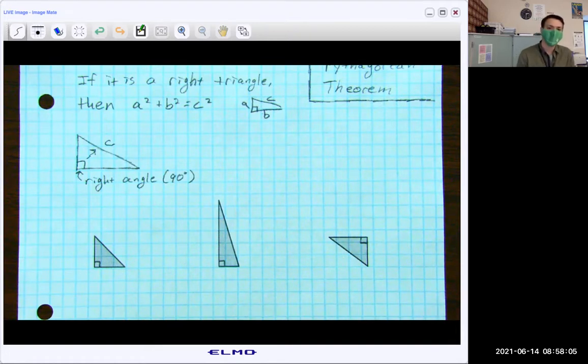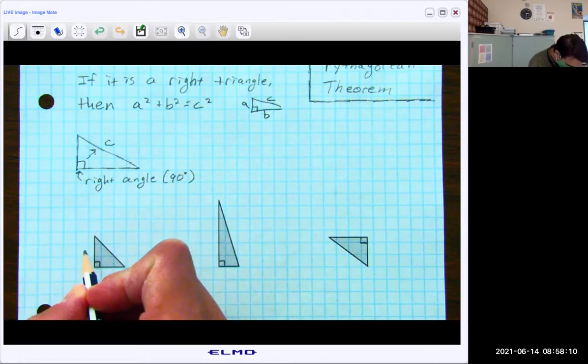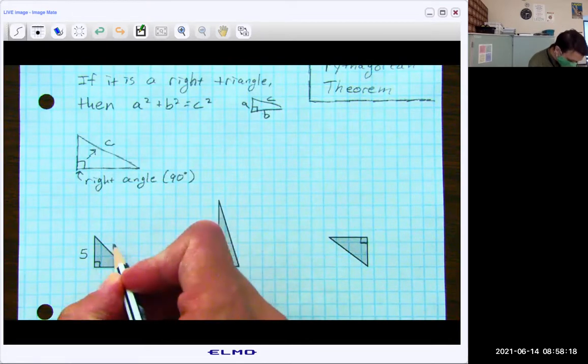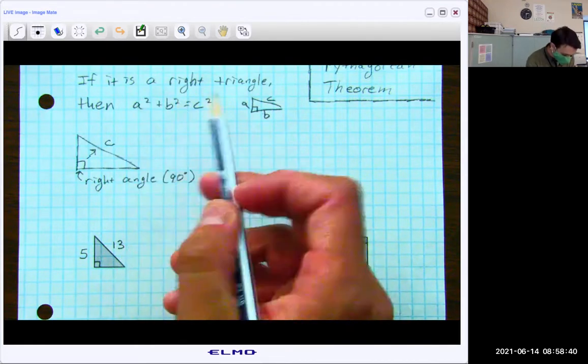Now, let's say we had some measurements. Let's say we knew that this triangle was 5 units tall. And the C side, or what's also called the hypotenuse, was 13 units. With the Pythagorean theorem, we can figure out this missing length. If this is 5 and this is 13, then there's only one measurement that bottom can be to make that right triangle. And the way we can find that is by using the theorem.